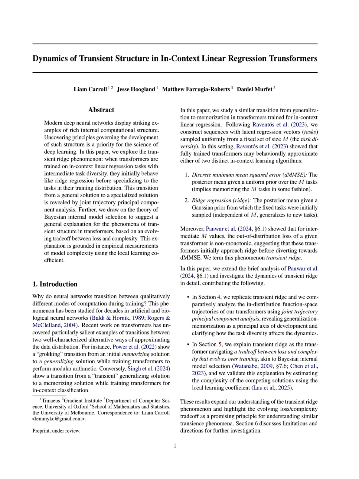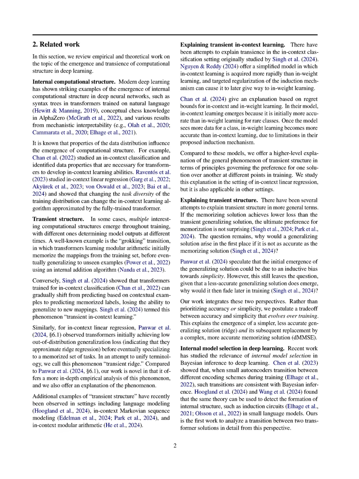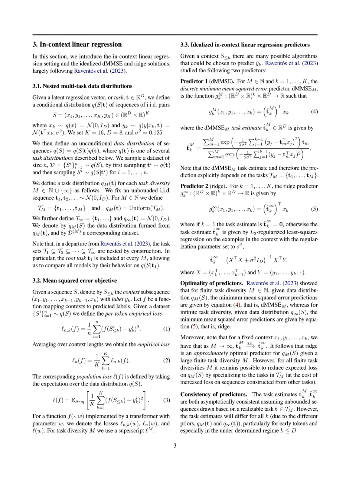The proposed method investigates the transient ridge phenomenon in transformers trained for in-context linear regression by analyzing the evolving trade-off between loss and complexity during training. First, we define a conditional distribution of sequences based on latent regression vectors, allowing the model to sample tasks from a nested multitask data distribution. Next, we train transformers on these distributions while monitoring their performance on out-of-distribution sequences, applying joint trajectory principal component analysis, PCA, to capture the behavioral development of the models.